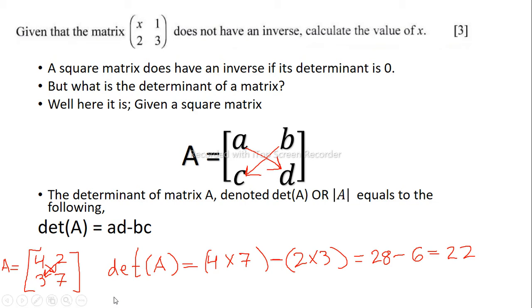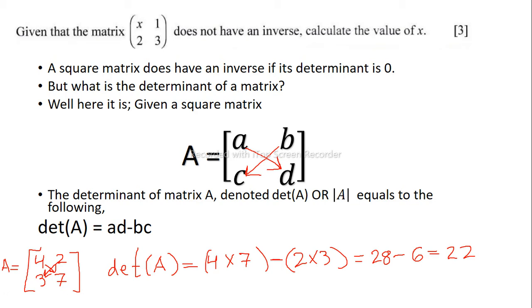Okay, so we're on matrices now. Can I move this? Yes, sir. All right, so we have to go to this thing. Given a matrix, you have the matrix with x, 1, 2, and 3. It does not have an inverse, so that means that its determinant is 0. When we say a square matrix does not have an inverse, its determinant is 0.